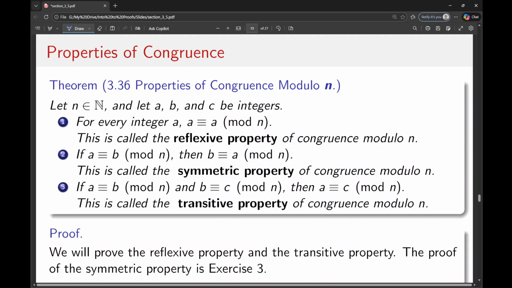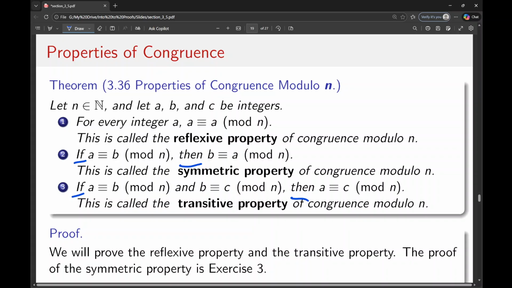Okay, now we're going to talk about congruence. So, theorem 3.36, properties of congruence modulo n. Let n be a natural number, and a, b, c be integers. Then we have three properties. So a is always equivalent to a. That's called the reflexive property. If a is equivalent to b, then b is equivalent to a. And then if a is equivalent to b and b is equivalent to c, then a is equivalent to c.